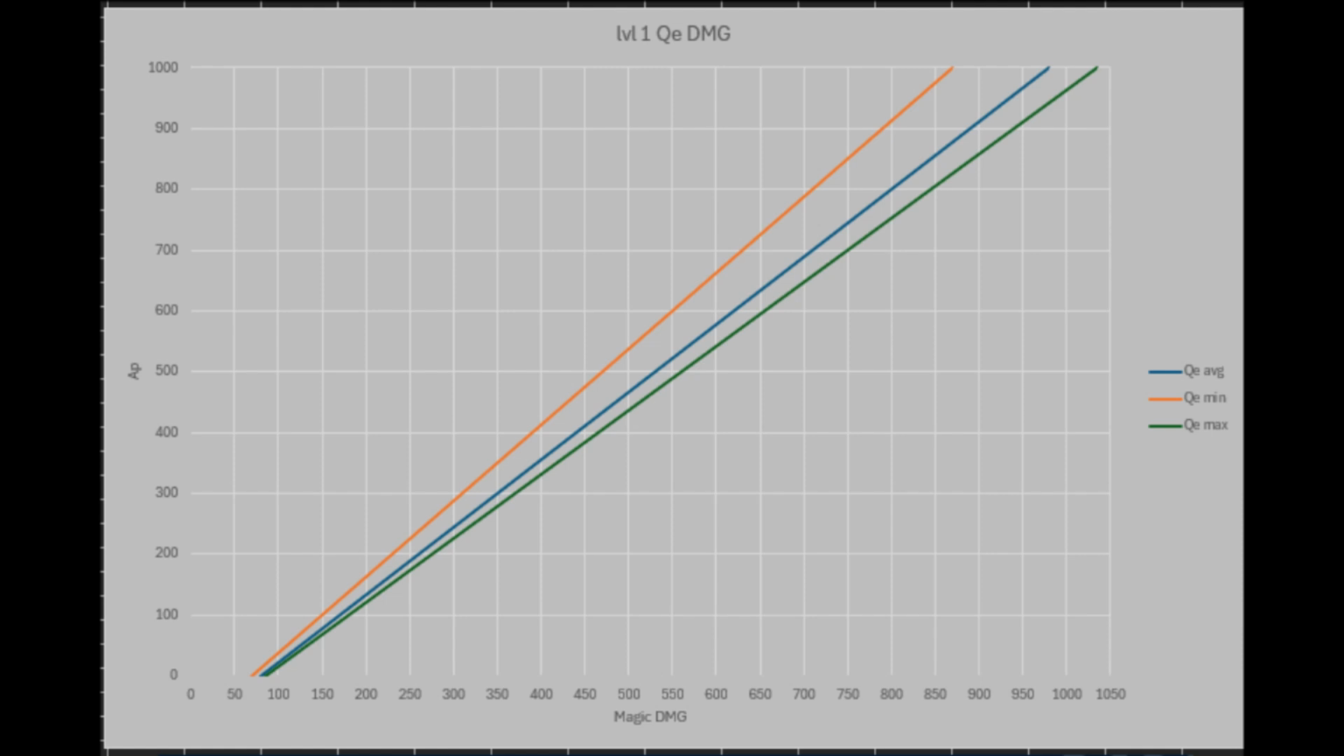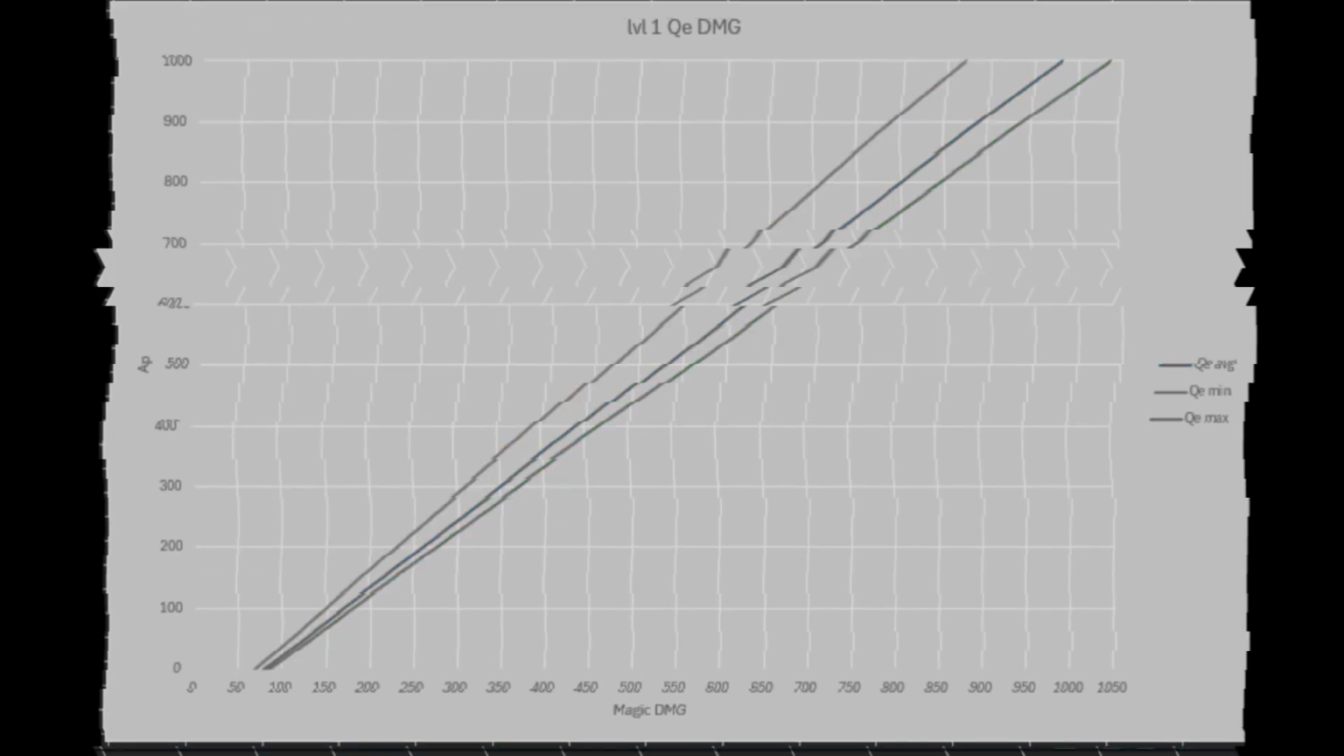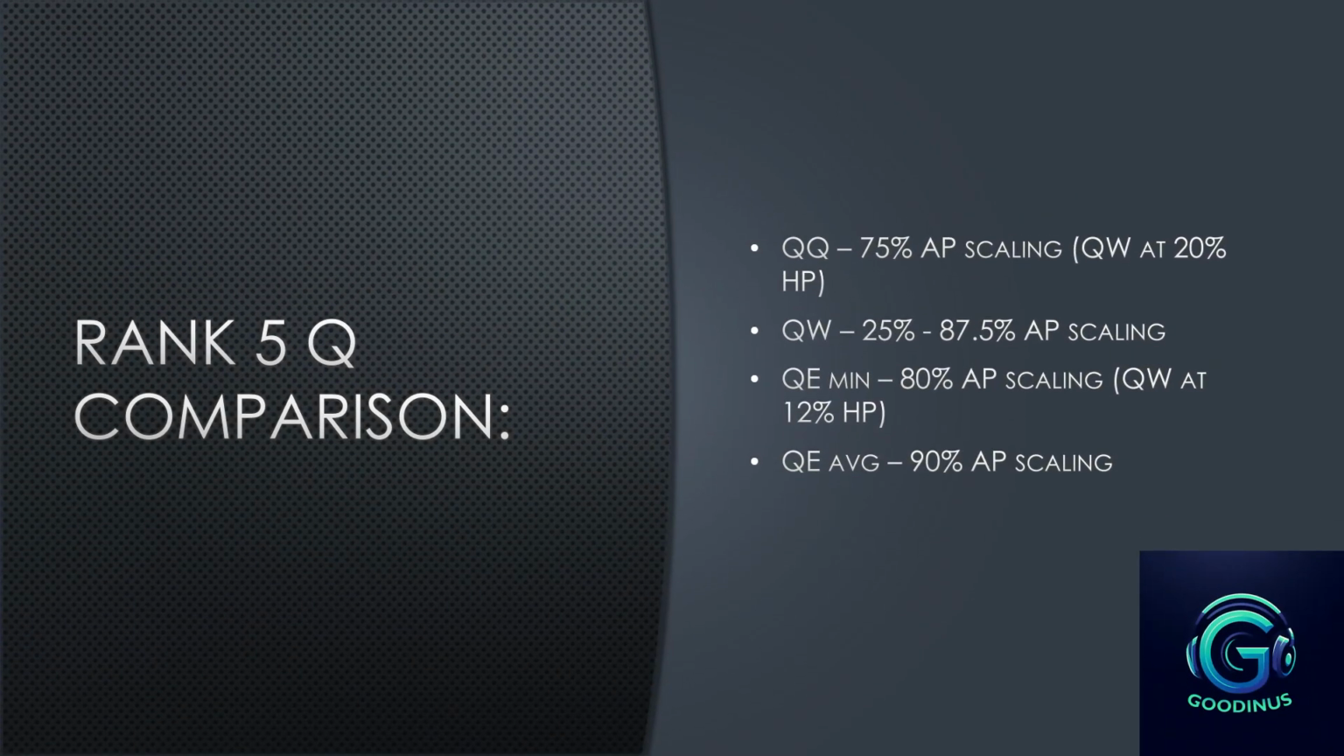Now, what's so important from this graph is that the additional ticks not only shift the damage to the right, but also increase the ability power scaling. What we can do now is group all abilities together and look at their AP scaling, and it will help us to analyze the results afterwards. So QQ has 75%, QW has a scaling from 25 to 87.5%, QE minimum has 80%, and QE average has 90%. An important thing to note right now is that QQ will be caught at 20% HP by QW. And this will become more important later, but for now just note it.